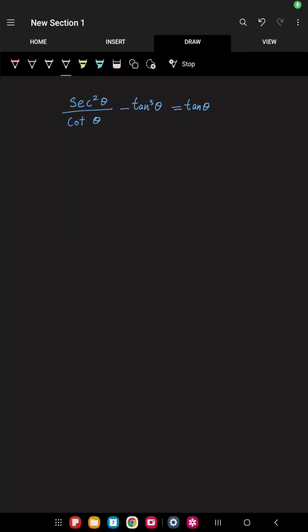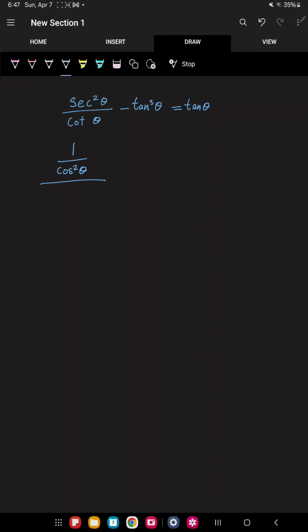Here is that secant squared theta over cotangent theta minus tan cubed theta is equal to tan theta. And I'm going to be solving this trigonometric proof by working on the left side. And we know that secant theta in and of itself is equal to 1 over cos theta. So secant squared theta must be equal to 1 over cos squared theta, right?